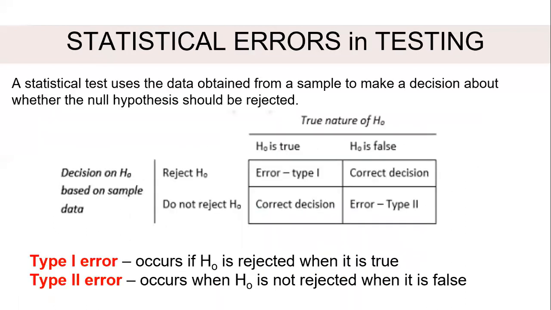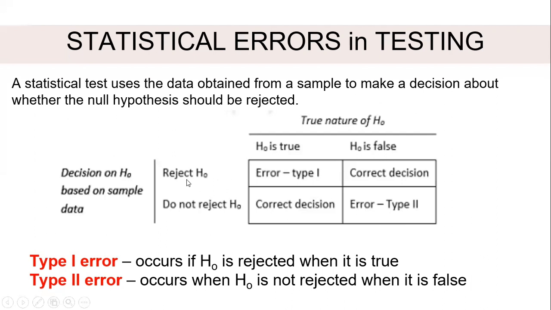Now, humans as we are, sometimes we commit errors. Sometimes we commit mistakes in decision making. A statistical test uses the data obtained from a sample to make a decision about whether the null hypothesis should be rejected or not. For example, this is your decision on the null hypothesis, either you reject it or not. And then there is the true nature of your hypothesis, whether it is true or false.